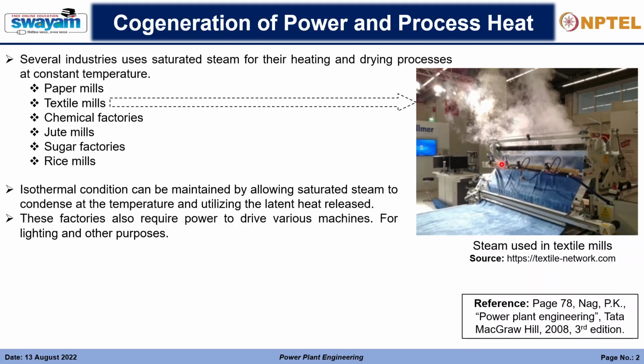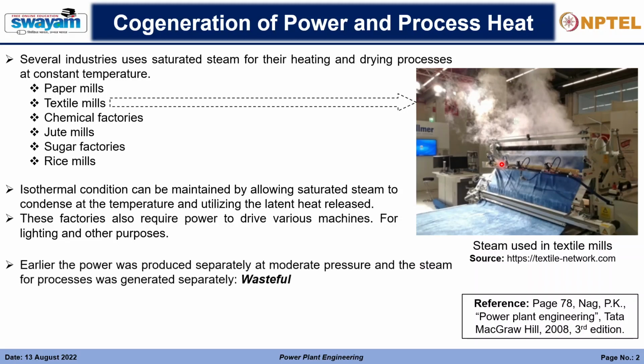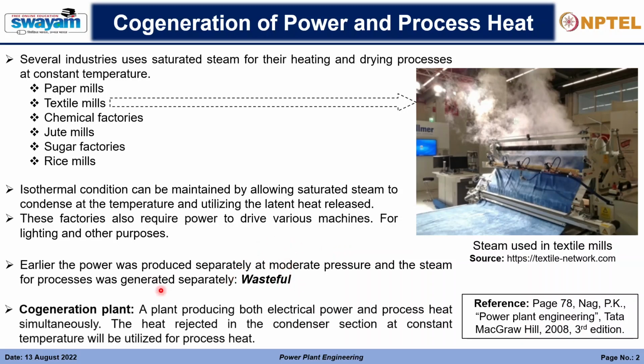But these factories also require power to drive various machines, and for lighting and other purposes. So why not combine both things? Previously, the steam was produced separately in the boiler, and power was also produced separately at moderate pressure. Both of these systems were operating separately. That is why it was a wasteful resource. But the concept of the cogeneration plant came, a plant which produces both electrical power and process heat simultaneously. The heat rejected in the condenser section at constant temperature will be utilized for process heat.